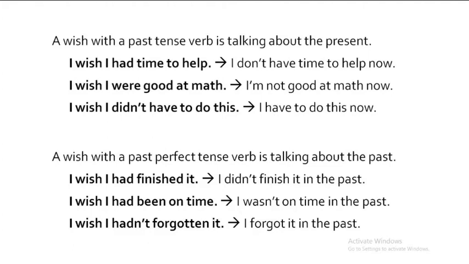Then, a wish with a past perfect tense verb is talking about the past. I wish I had finished it. Had finished, had plus verb 3, is past perfect tense. Then the reality is in the past. I didn't finish it in the past. Didn't finish is past tense.